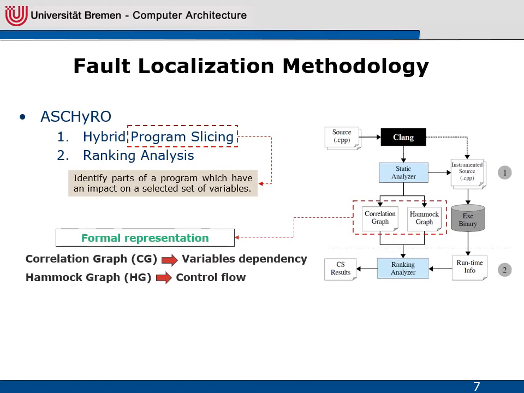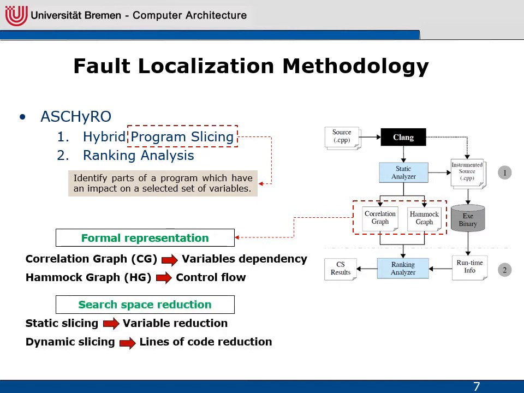To perform program slicing, we first need to translate the design into a set of formal representations. We consider two data structures, which are the correlation graph and the homograph. The correlation graph describes how different variables of the design are related to each other, and the homograph specifies how different statements of the design are related to each other. These are done by analyzing the abstract syntax tree of the design using the Clang compiler.